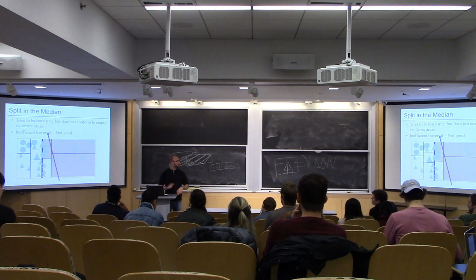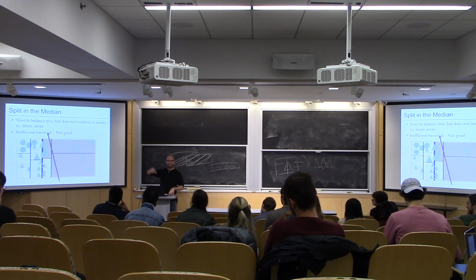Another slightly better one would be maybe to split at the median coordinate. But that's not really aware of density anymore. That's just trying to have an equal number of things in the two boxes. But there's all kinds of other ones.